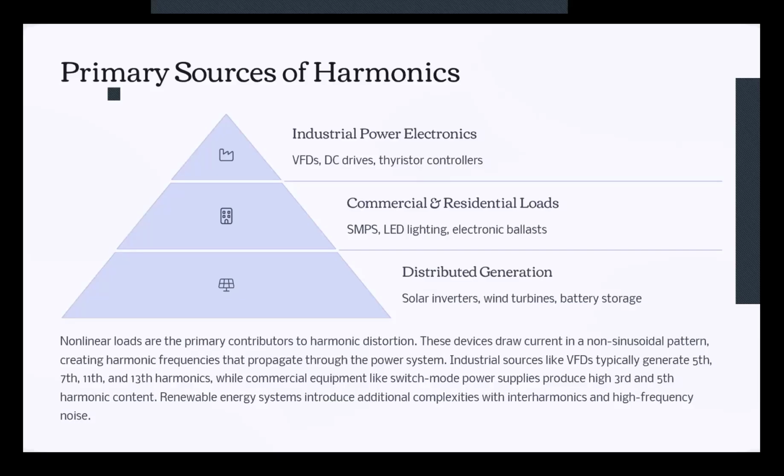Now, different sources produce different harmonic orders. For example, VFDs normally create strong 5th, 7th, 11th and 13th harmonics. Commercial equipment like the SMPS that we mentioned often generates strong 3rd and 5th harmonic currents. But renewable energy systems add new challenges because they introduce interharmonics and some higher frequency harmonics. There's a switching aspect in those, with switching frequencies normally in the range of kilohertz, so we would have strong higher order frequencies too. And as we mentioned, there are interharmonics introduced by those devices, which traditional filters may not handle very well.